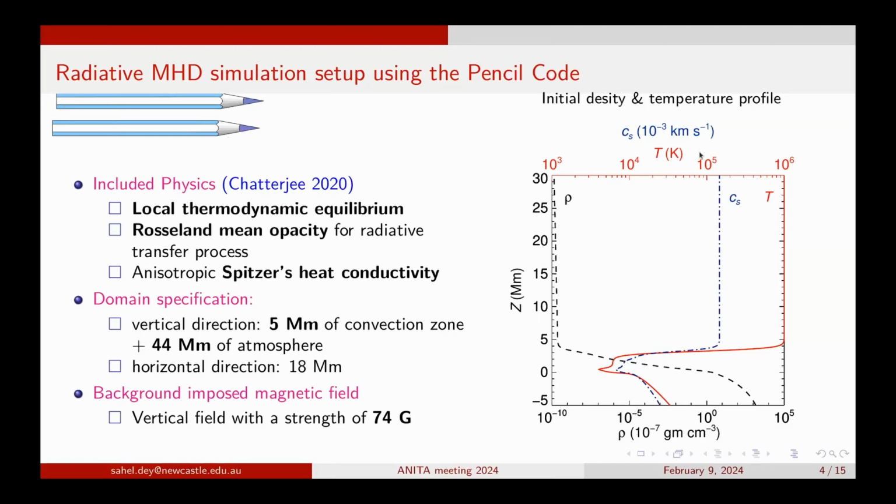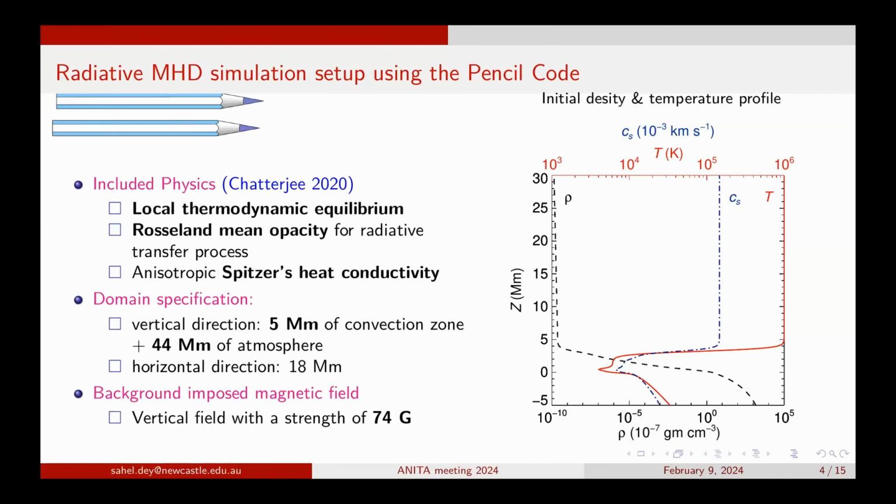This is the typical initial density and temperature profile, solving the hydrostatic balance equations. Z equals 0 represents the visible photosphere. Below that, we have a 5 megameter thick convection zone, which is turbulent. And above the photosphere, there are 44 megameters of the solar atmosphere. As we go above the photosphere, the density falls rapidly, by around 6 orders of magnitude, and the temperature increases and reaches a million Kelvin. As these are MHD simulations, we are imposing some magnetic field. It is a vertical magnetic field of strength 74 Gauss, which is consistent with the observations.